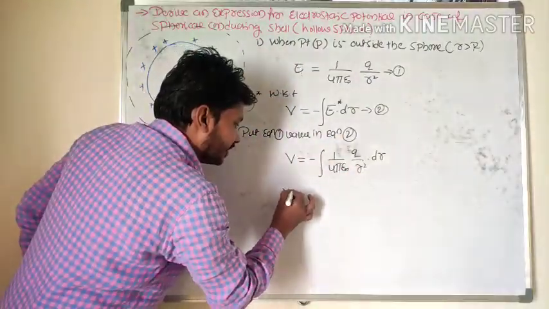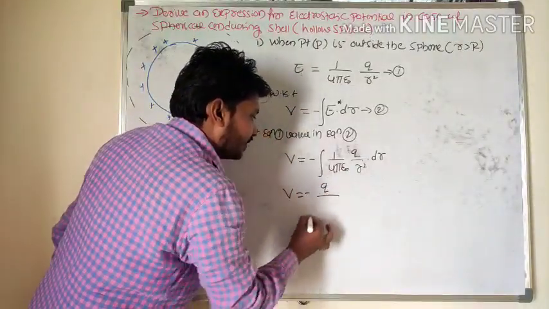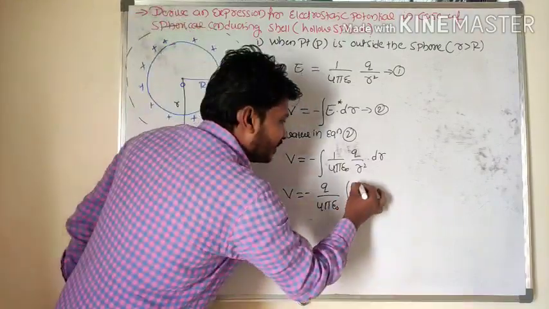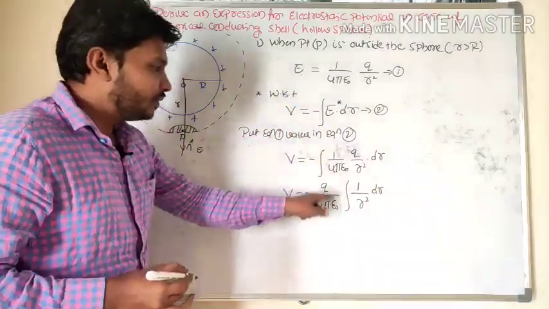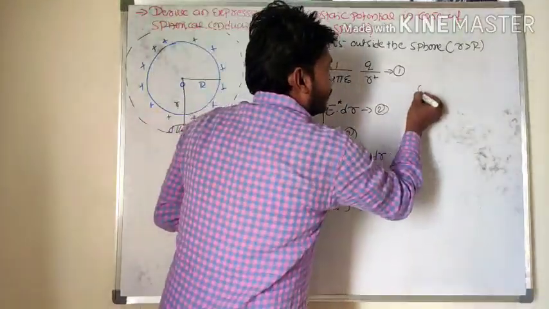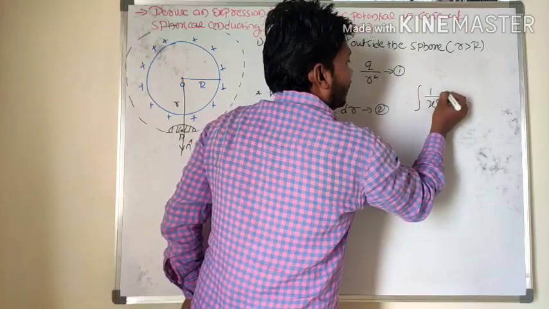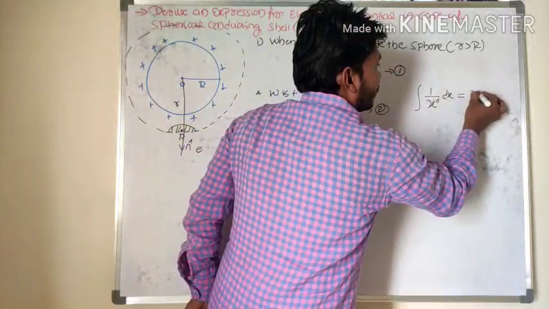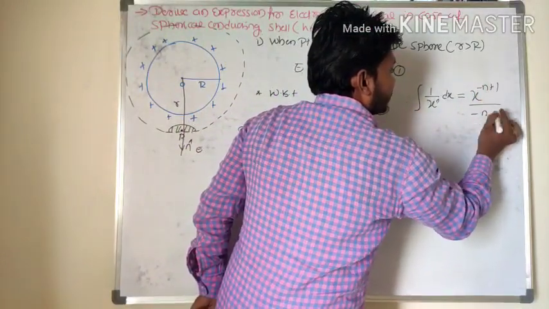The constant term I will take outside the integral. So minus of, what are the constant terms? Q divided by 4 pi epsilon naught is the constant term. Integration of 1 by r square into dr. What is the generalized formula? In the case of integration, integration of 1 by x to the power of n into dx is equal to x to the power of minus n plus 1 divided by minus n plus 1.